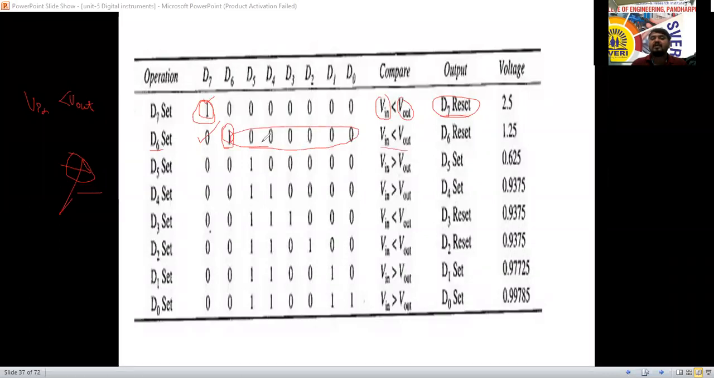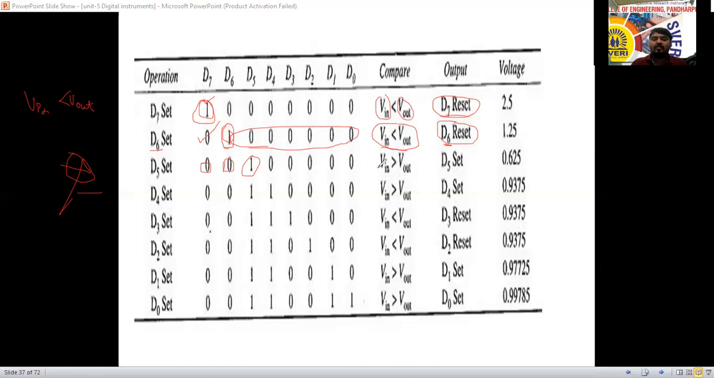Still it is in the same condition: V input is less than V output. Again I reset the D6 value, so it becomes 0 and the other bits stay as they are. But after D6, the next smaller value is D5, so I set that one. This bigger value I remove and add the smaller value here. So D5 is set now.